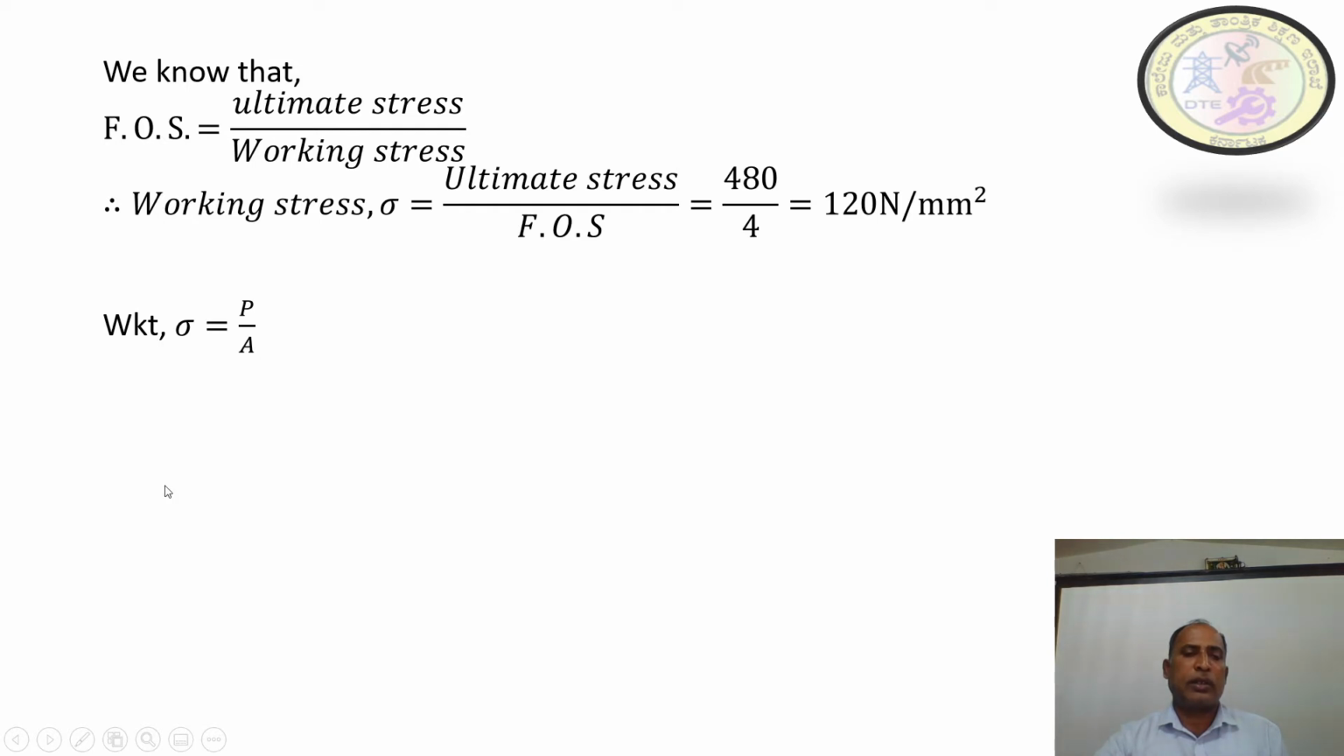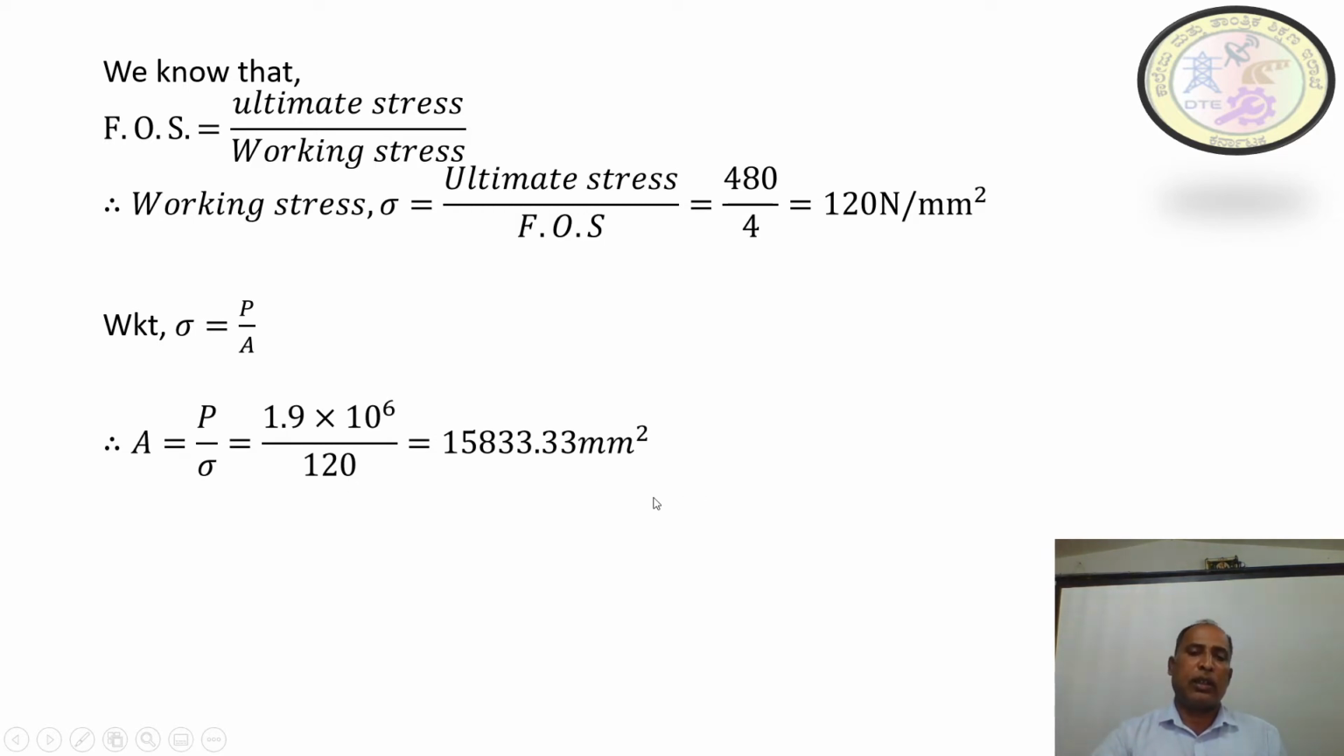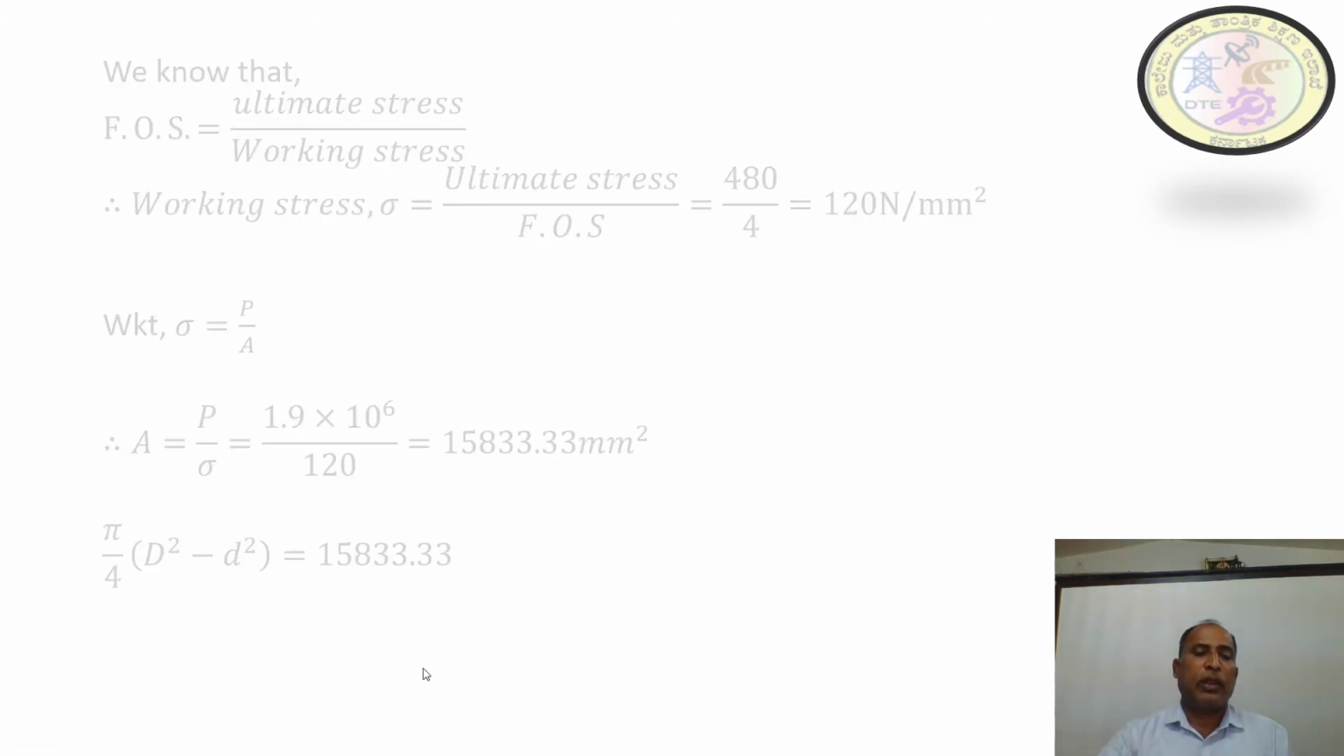So therefore, cross-section area A is equal to P divided by sigma, that is 1.9 into 10 to the power of 6 divided by 120, that is equal to 15,833.33 mm square. As we know that the cross-section area of a hollow bar or a hollow column is pi by 4 into capital D square minus small d square, that is external diameter square minus internal diameter square, that is equal to 15,833.33.